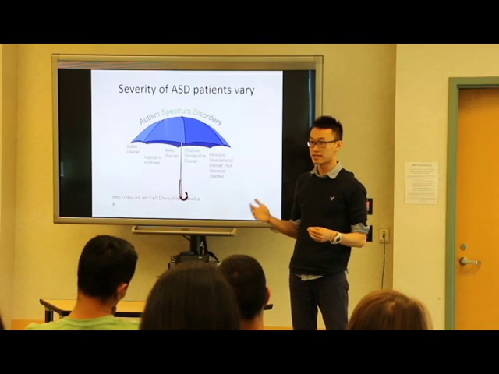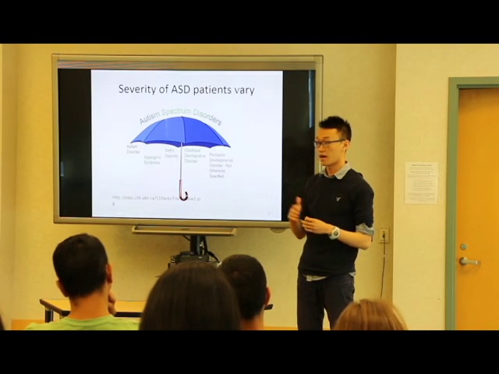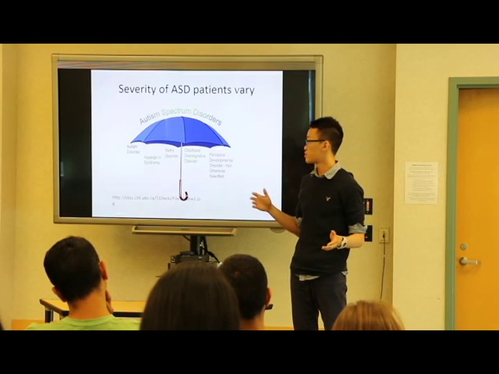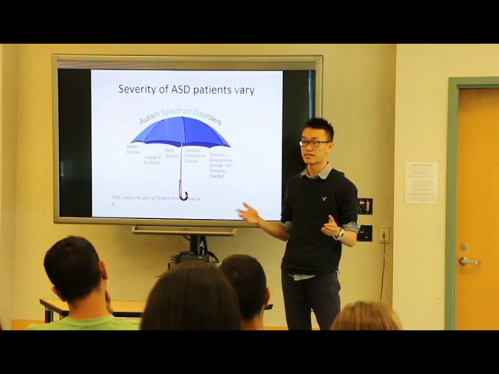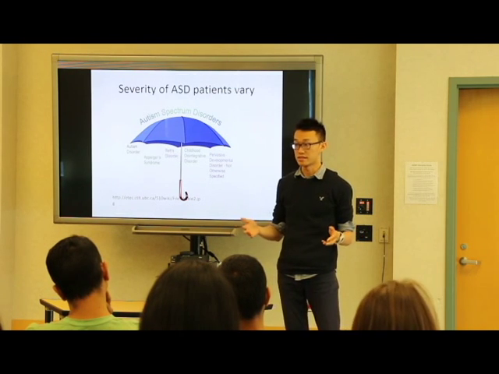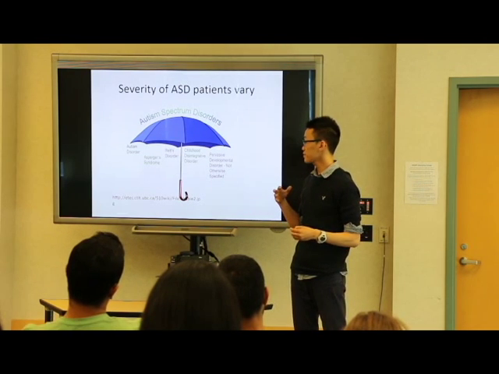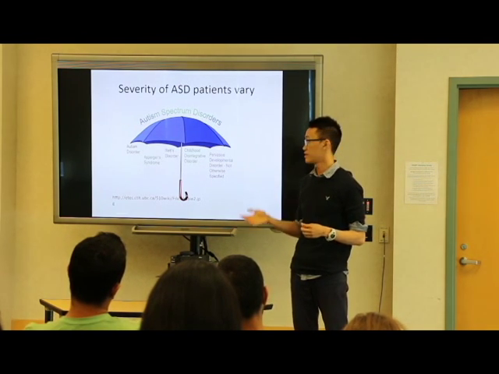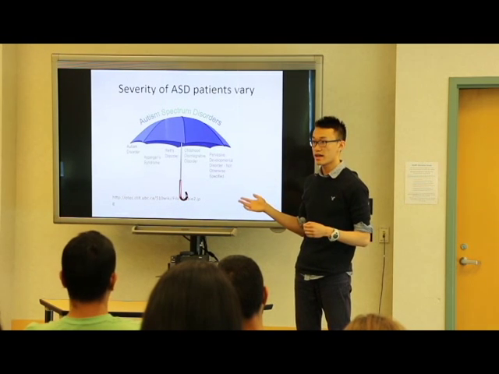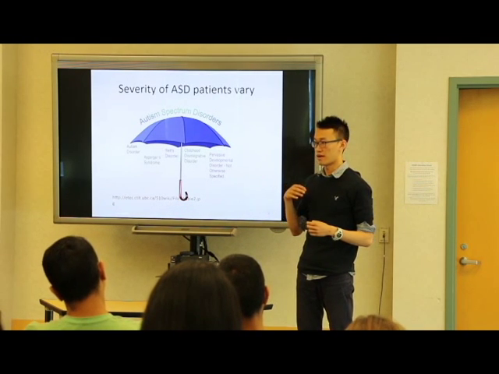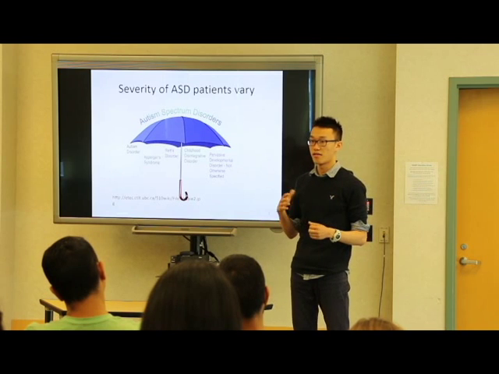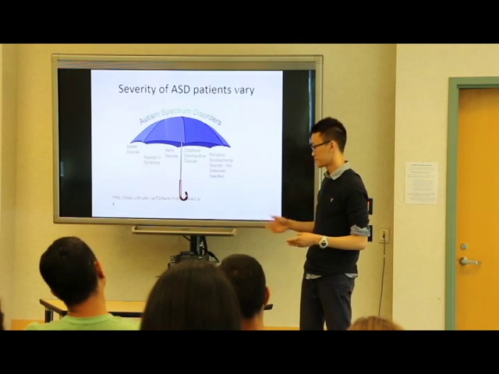And the severity of ASD patients varies, and the symptoms cover a whole spectrum, so that's where ASD gets its name from. So one of the more severe cases of ASD would be autistic disorder, and a less severe form of ASD would be Asperger's.